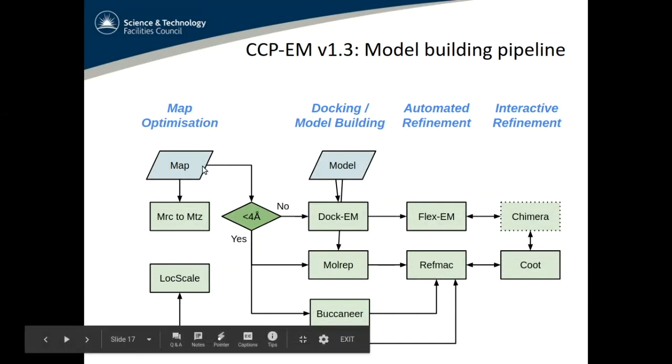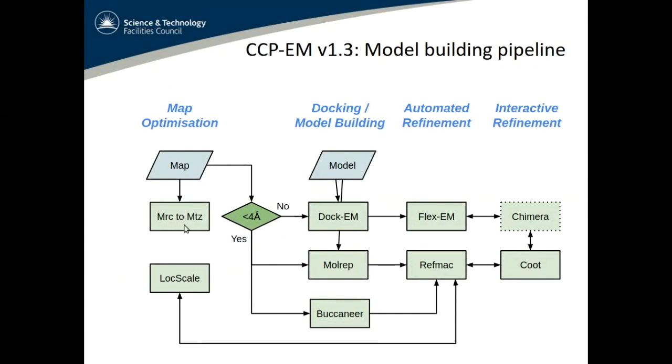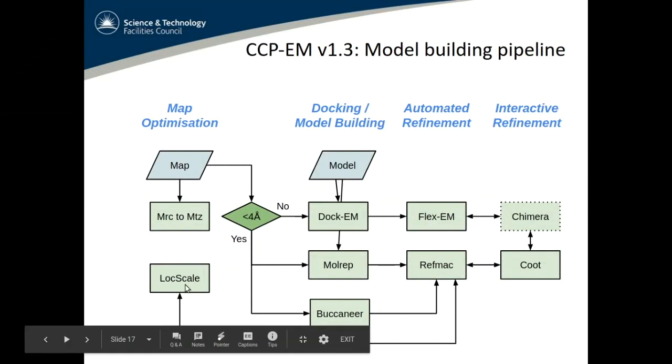So let's start with map optimization. MRC to MTZ here, it's a bit of a cryptic name, but this is for map sharpening and blurring. LocScale is similar but much more sophisticated, doing it at a local level.